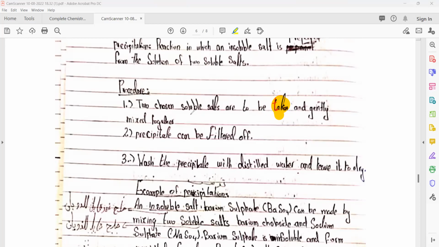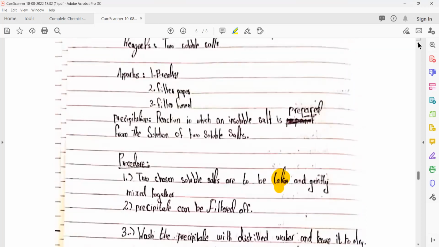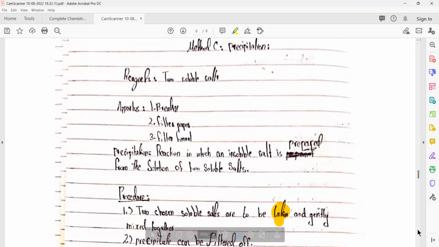First, choose two soluble salts. Then number 2, the precipitate can be filtered out. When you mix them, you can find the precipitate there. Now the precipitate you can filter out, wash it with distilled water and leave it to dry. And in this way, you can get your precipitate, the salt from the precipitation method. Okay, done.